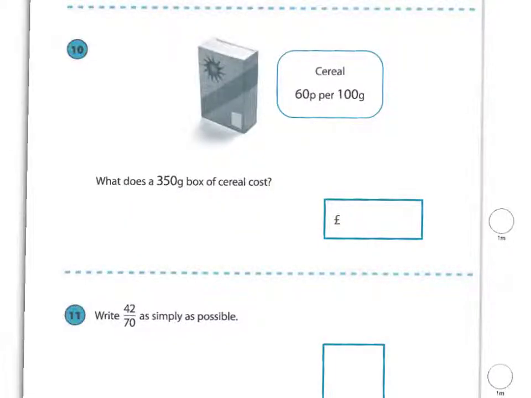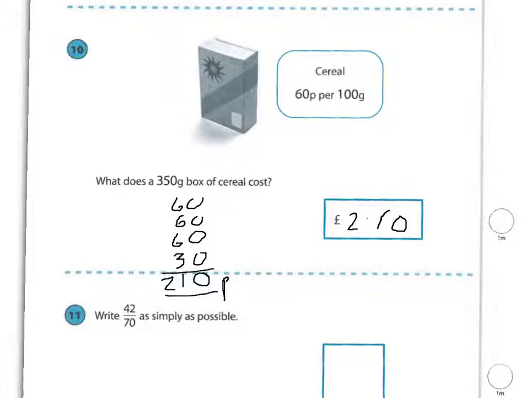Question 10. Cereal is 60 pence per 100 grams. So what does a 350 gram cereal box cost us? Well, that box is 3.5 times the size of the amount mentioned on the cereal. So what we're going to have to do is 3.5 lots of the 60p. So that would be 60, 60, 60, and a half is 30, and we're going to add those up. The first column is 0, the next column, the 3 6s are 18, and the 3 is 21, but of course that's pence, so then we have to convert it into pounds, which is £2.10.